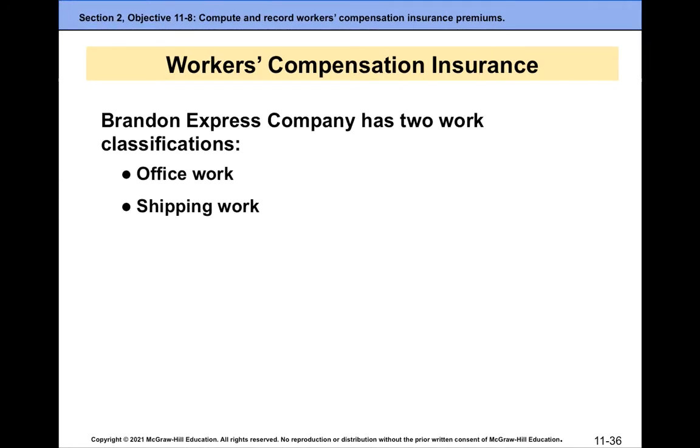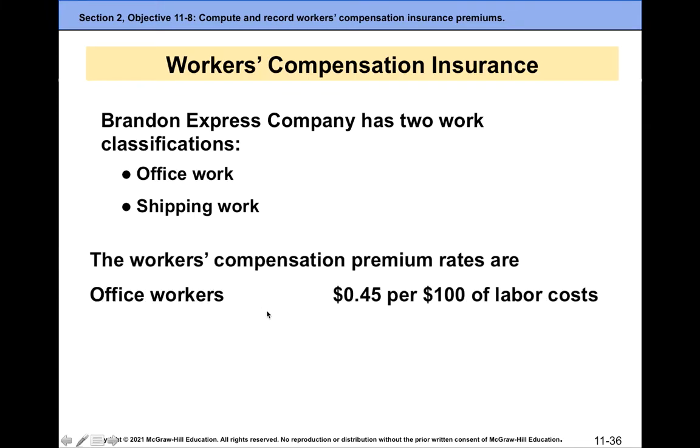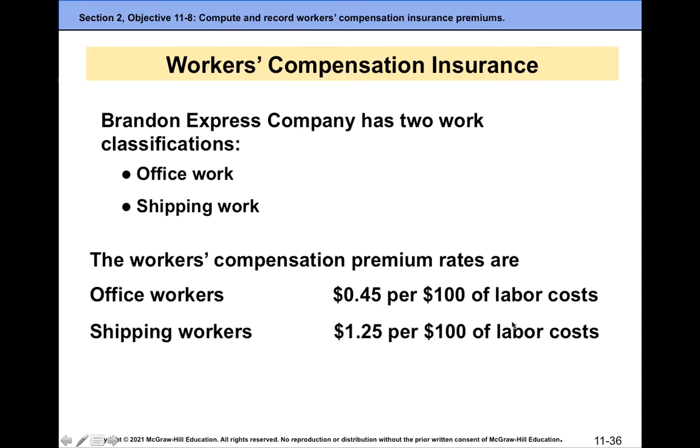So we have two groups of employees. By the way, this is why in chapter 10 we sometimes had two debits in our journal entry. We would have office salaries expense and shipping wages expense. We have to separate them, and one of the main reasons is because the premium rates for compensation insurance would be different. So the rates are right here. For office workers, it's 45 cents per $100 of labor cost. But for shipping workers, much higher, $1.25. Look at the difference, almost 3 times higher.